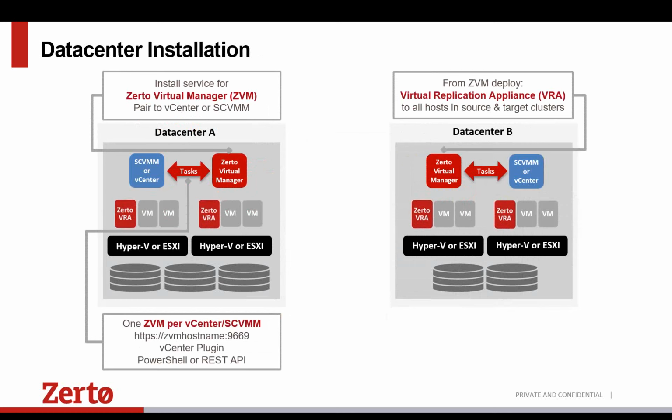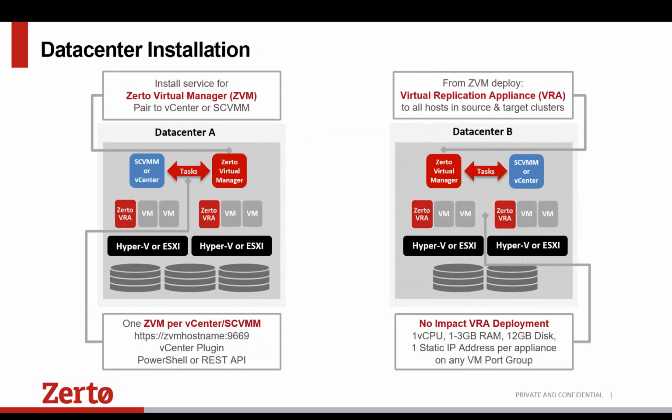From the Zerto Virtual Manager interface, which is where you then manage and deploy your replication, you deploy the virtual replication appliances. And these are installed one per host, and we recommend one on every host in a cluster so that as you vMotion VMs, we can continue the replication. There's no impact of this VRA deployment, and they're very small in size. There's no maintenance mode required, no downtime. They consume 1 vCPU, a maximum 3 gigabytes of RAM, 12 gig of disk space, and they use 1 static IP address per appliance.